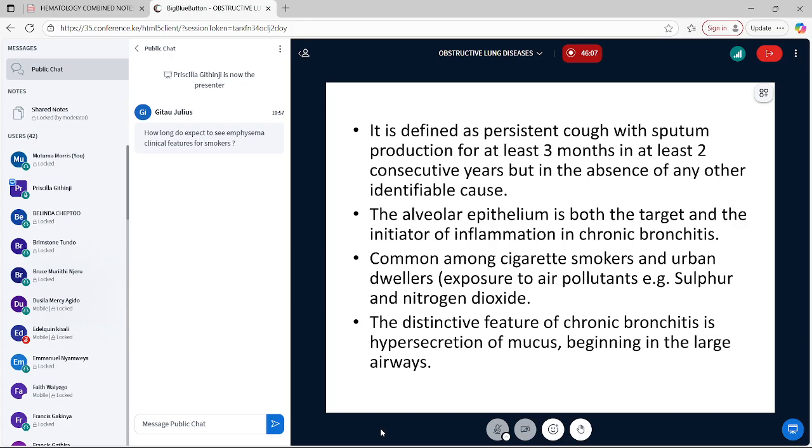So there's someone who's asking, I didn't understand the question. How long do you expect to see emphysema clinical features for smokers? Do you mean how long do the symptoms take to develop? Or I don't understand the question.